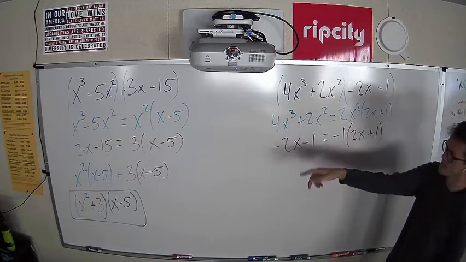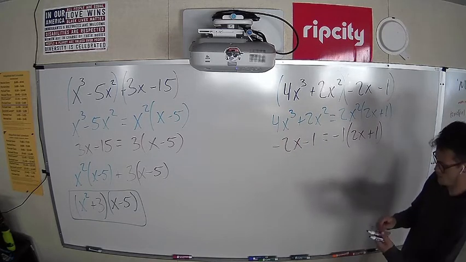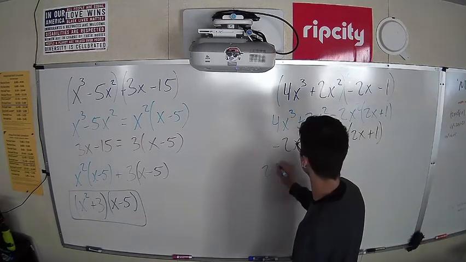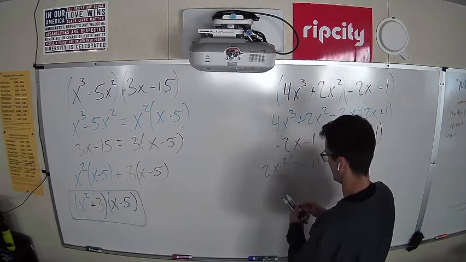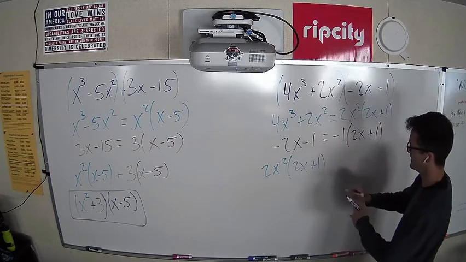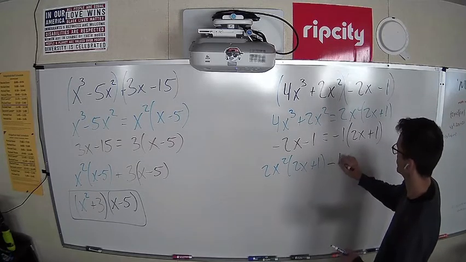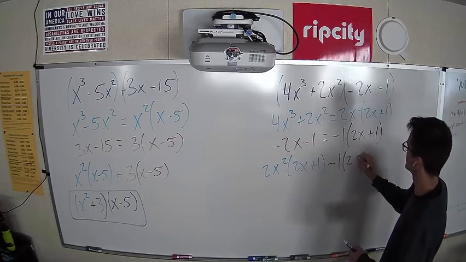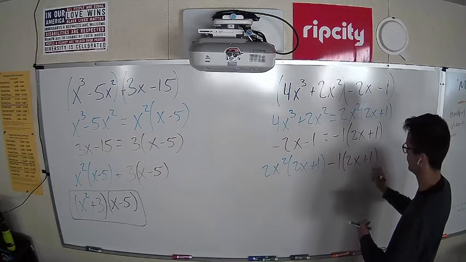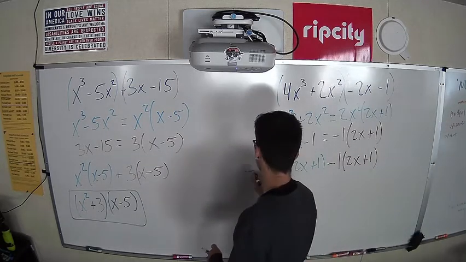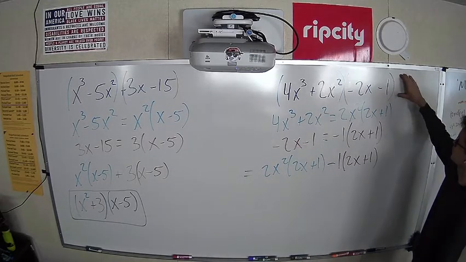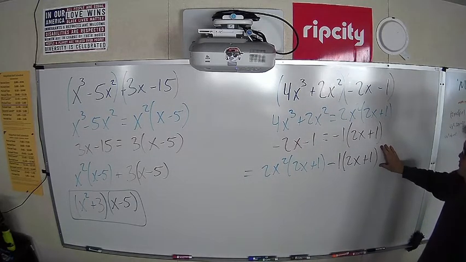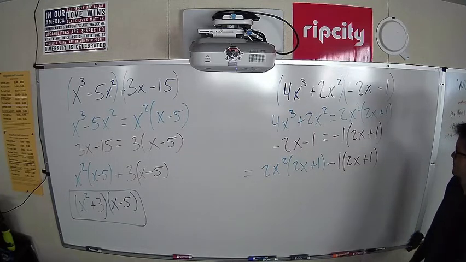So we're going to do the same sort of thing that we did down there. Actually, let's smash it all together. 2x squared times 2x plus 1, and then we have a minus sign out here. So minus 1 times 2x plus 1. And just for that, I'm going to throw the equal sign out there because this original polynomial has the same value as this one that is grouped.